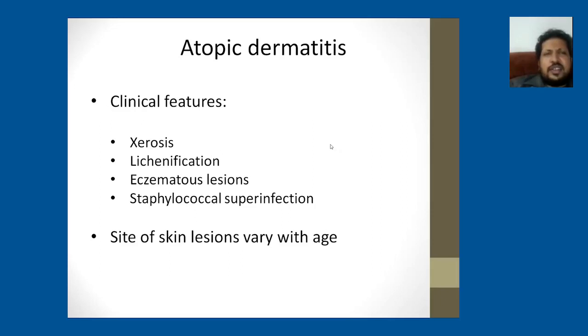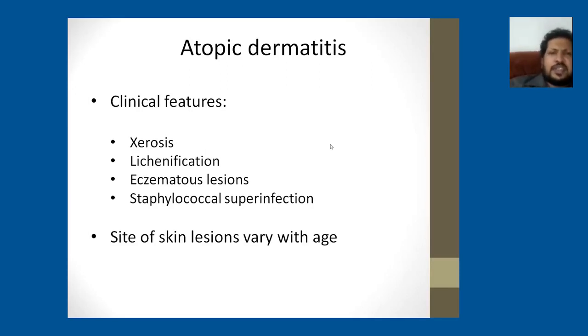So usually they have dry skin, which is called xerosis. It can be thickened with prominent skin grooves and marks, which you call lichenification, and eczematous lesions like we discussed. And eczematous skin is more prone to infection, bacterial infections like staphylococcus, streptococcus, MRSA, viral infections like herpes, where you get eczema herpeticum, and other viruses like eczema molluscatum due to molluscum.